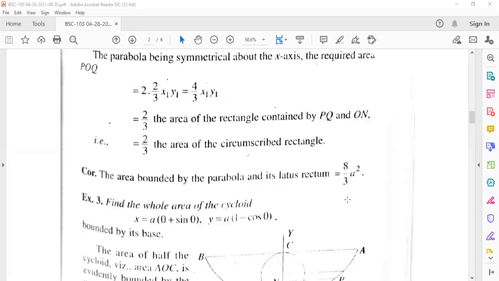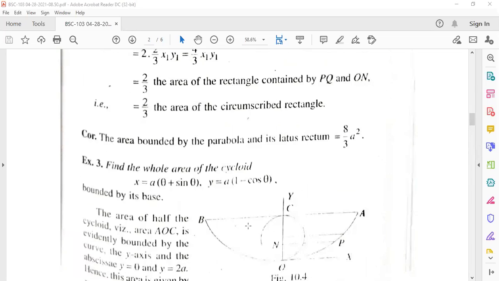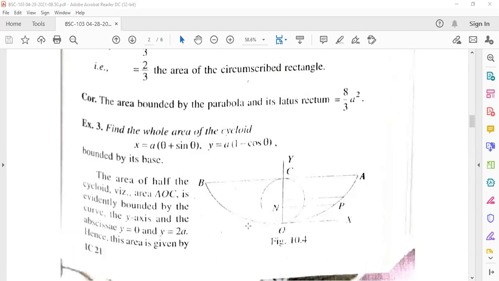Otherwise, you can make it directly also, by taking the first half, then multiplying by 2. Here we have to find out the whole area of a cycloid.